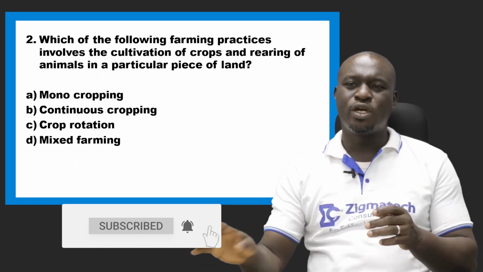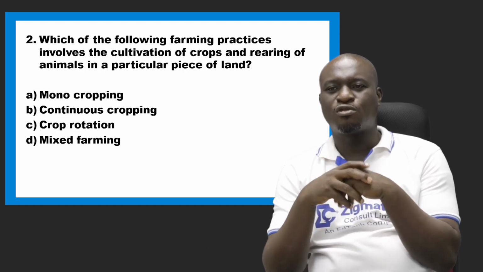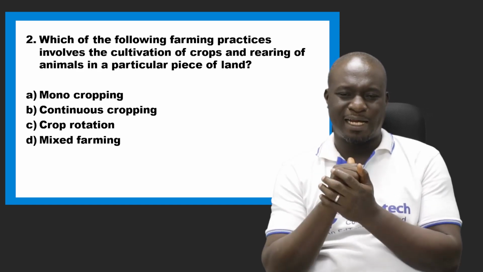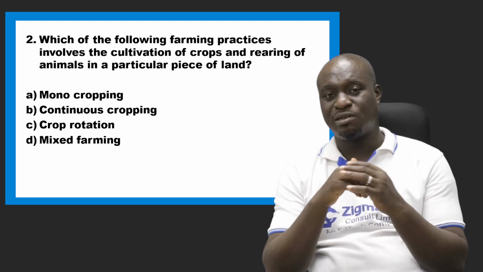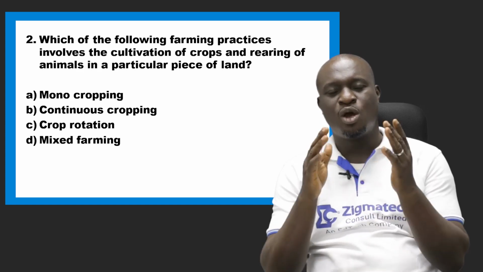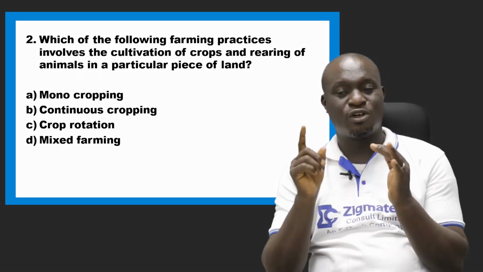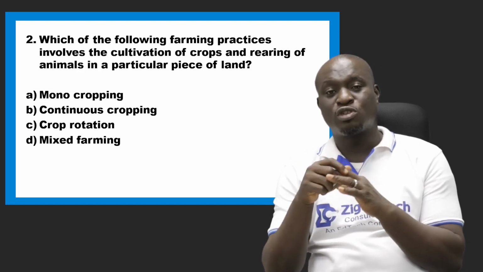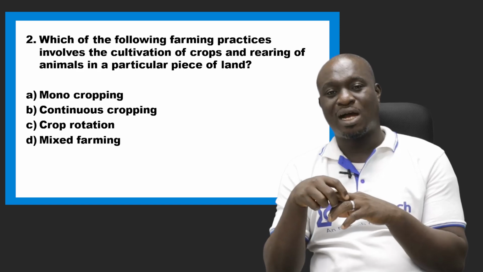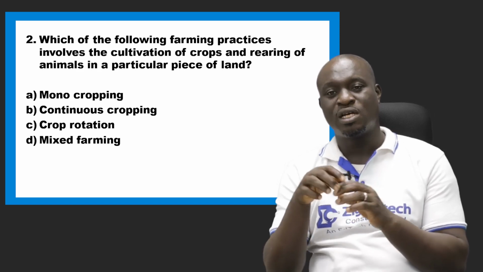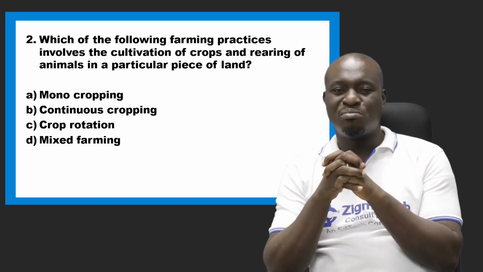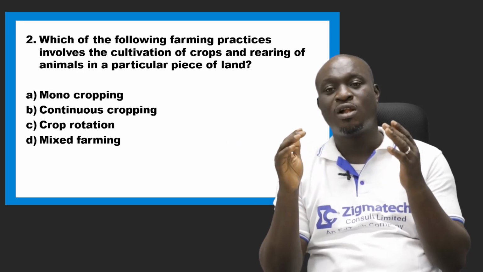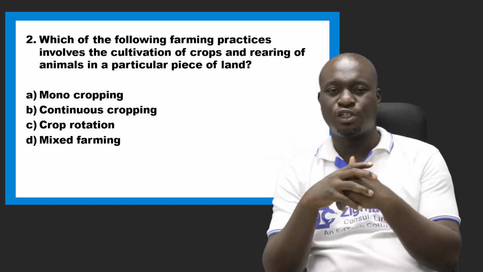Question 2 says, which of the following practices involves the cultivation of crops and rearing of animals in a particular piece of land? Now, remember we said that was the last type of farming activity we looked at. Monocropping does not involve the rearing of animals. Continuous cropping does not involve the rearing of animals. Crop rotation, even if it is one of the best farming activities, does not involve the rearing of animals. The correct answer is D, which is mixed farming. It has to do with the rearing of animals and also the cultivation of crops.